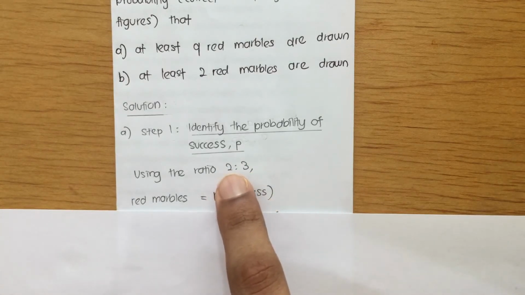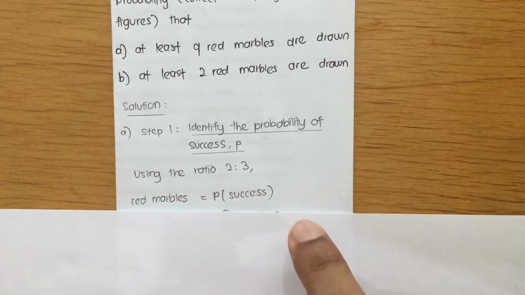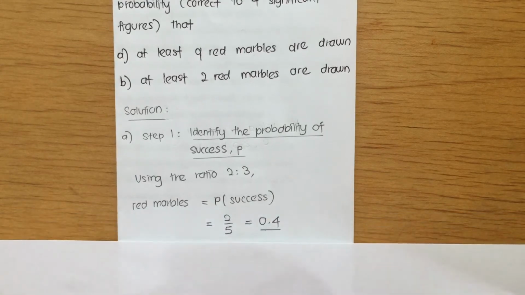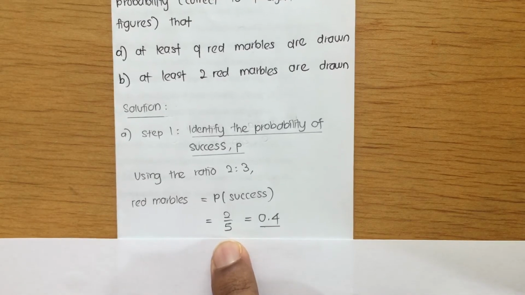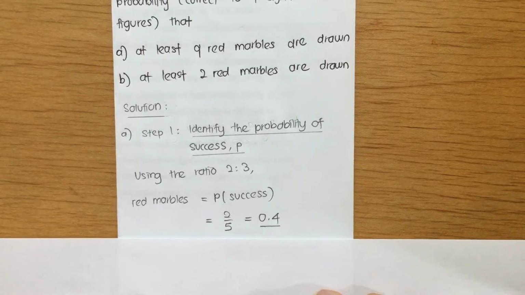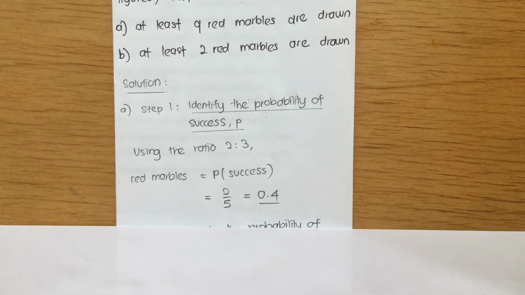So in order to find the probability of success of your red, you need to calculate 2/5. So from here, 2/5 is your probability of success for red marble, which you convert into the decimal form, which you get is 0.4. So this is your first step. Let us proceed to the second step.